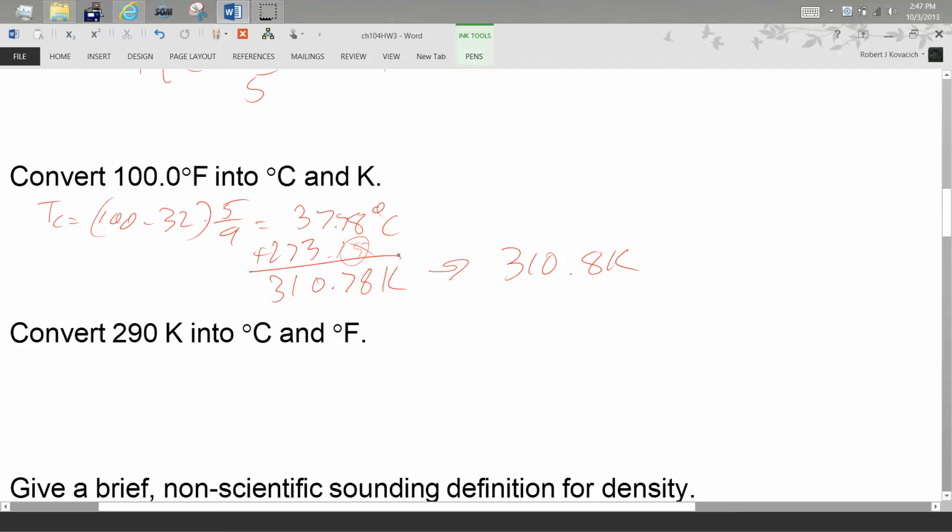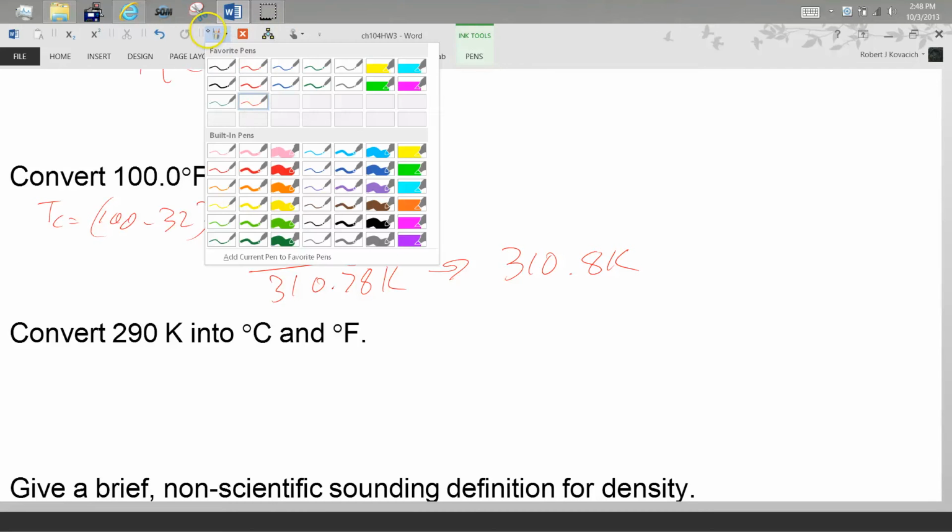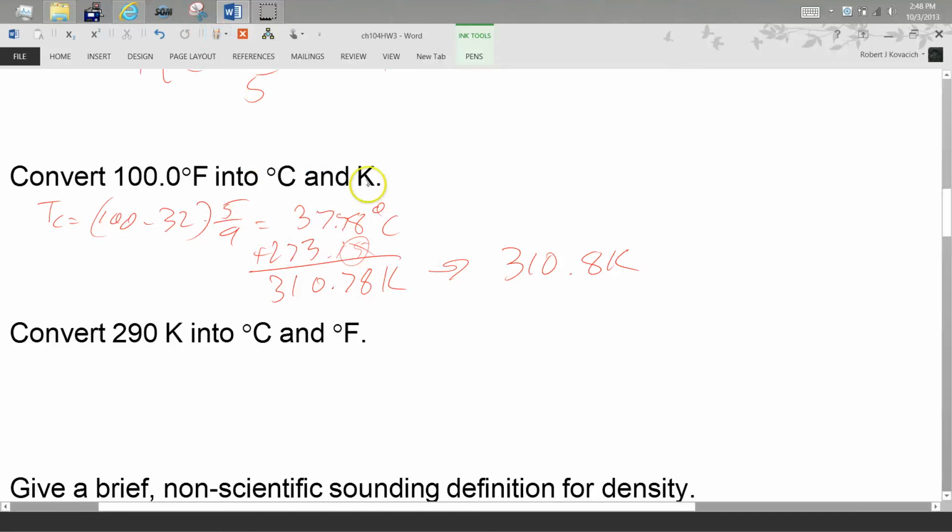Okay, so to convert the Kelvin, you actually need to go into Celsius first, right? There isn't a conversion to go straight from Fahrenheit into Kelvin. Question, does this number right here make sense?